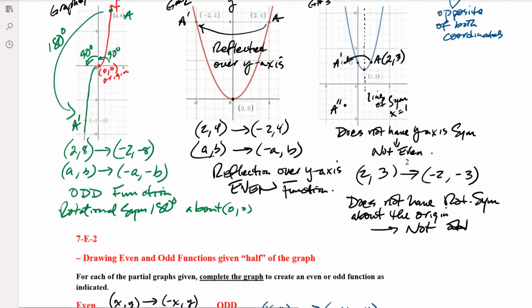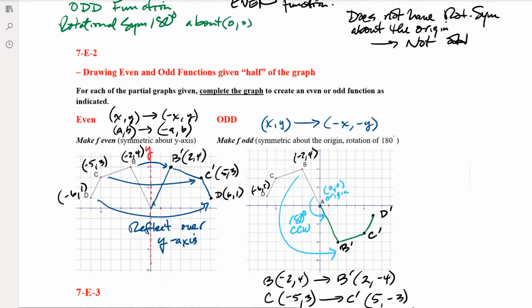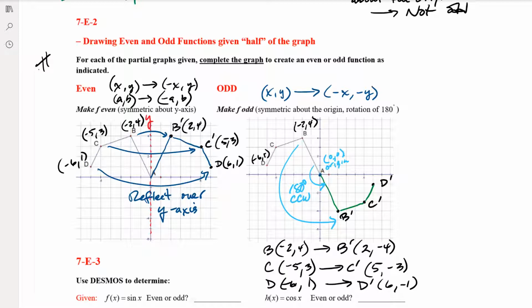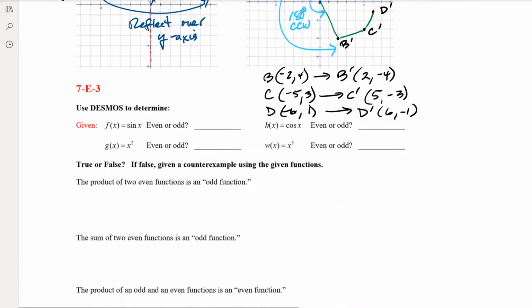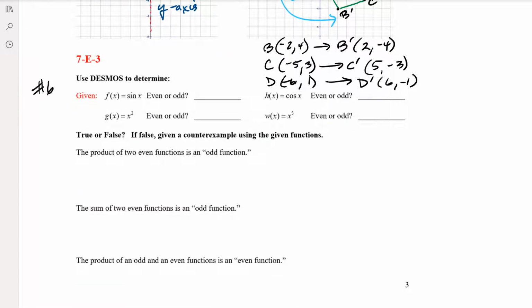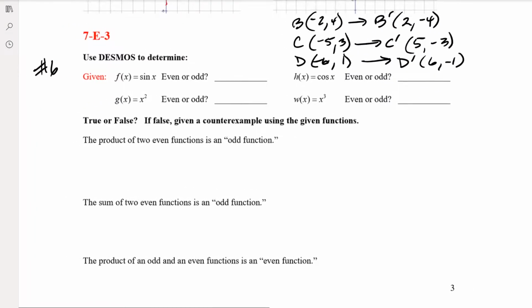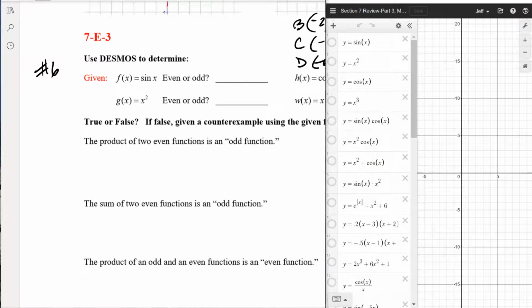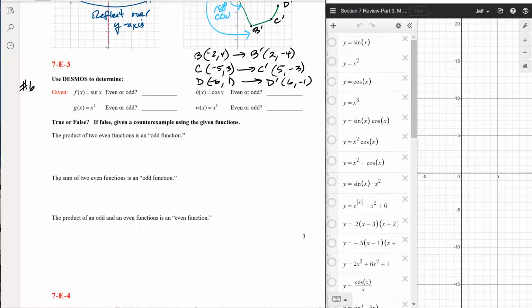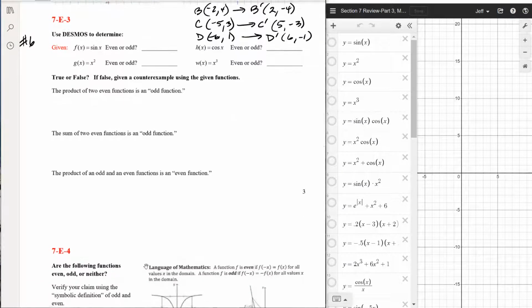All right, let me see, that was number 4, this was number 5. Okay, number 6. So this was in activity 7E3, and we're going to use Desmos to help us recall all this information. This is where we want to start using Desmos. What we're going to do is a split screen here. So get your Desmos ready to rock and roll.